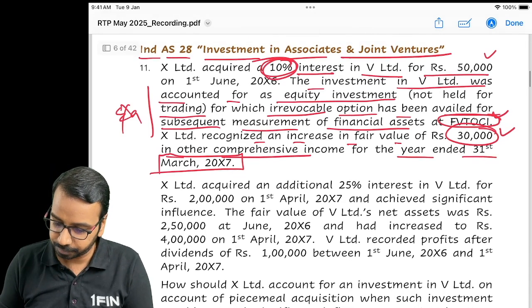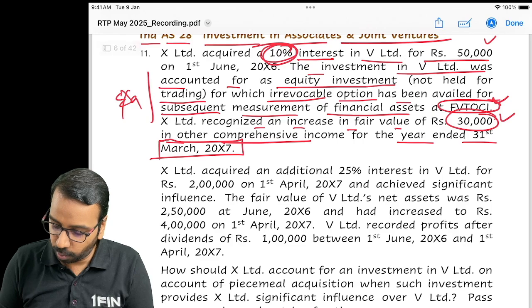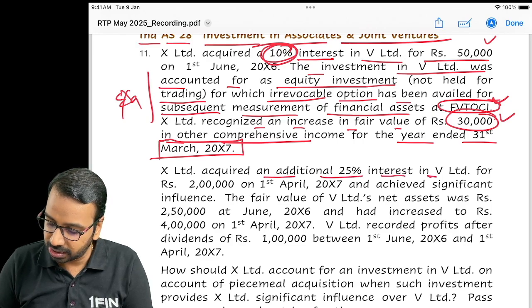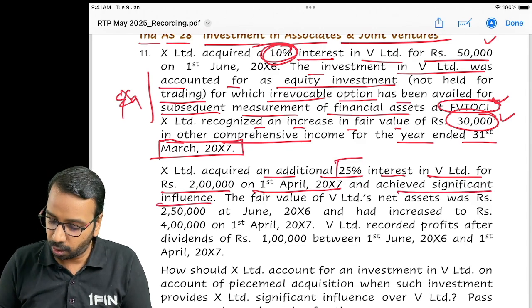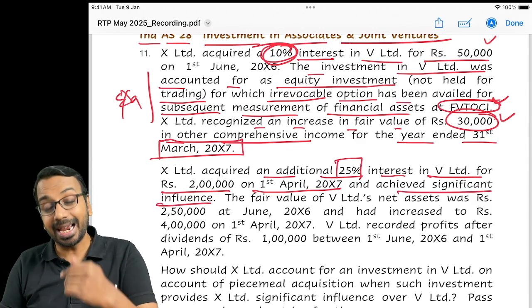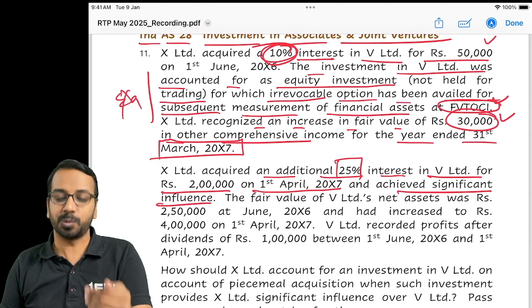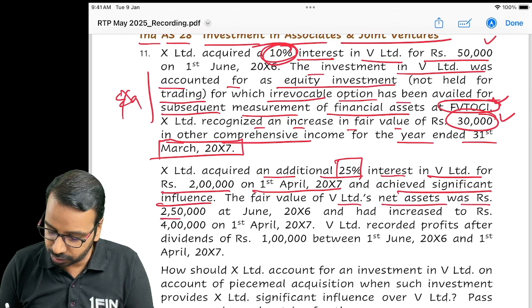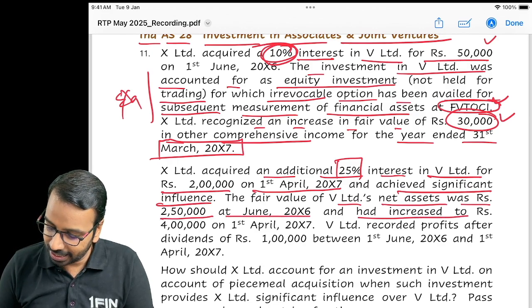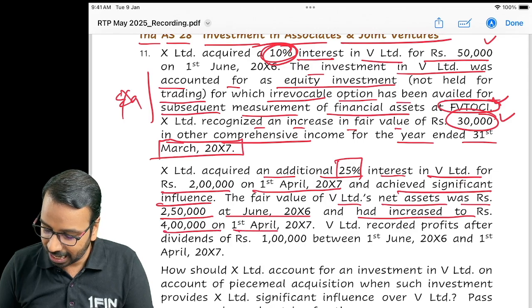Then X Limited acquired an additional 25% interest in V Limited for rupees 2 lakhs on 1st of April and achieved significant influence. So got additional 25%, and here is when significant influence was acquired. The fair value of V Limited's net assets was rupees 2,50,000 at June of year 6 and had increased to rupees 4 lakhs at 1st of April.